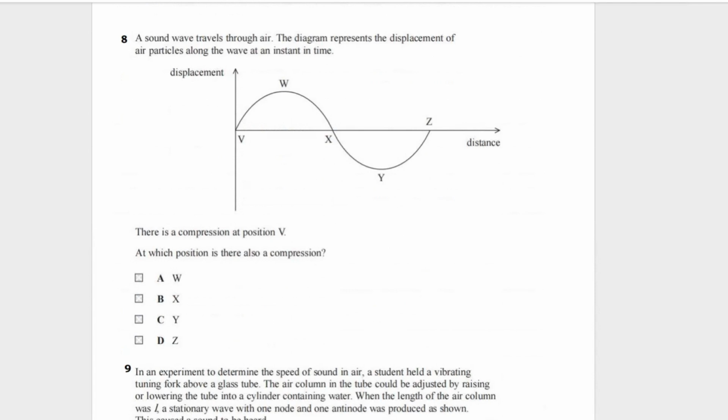Then question number 8. A sound wave travels through air. The diagram represents the displacement of air particles along the wave at an instant in time. So this is a displacement distance graph. There is a compression at position V. At which position is there also a compression? If this is the compression, then the next zero displacement will be the rarefaction, and next to that we will again have the compression, so it will be Z. So option D is the correct one.